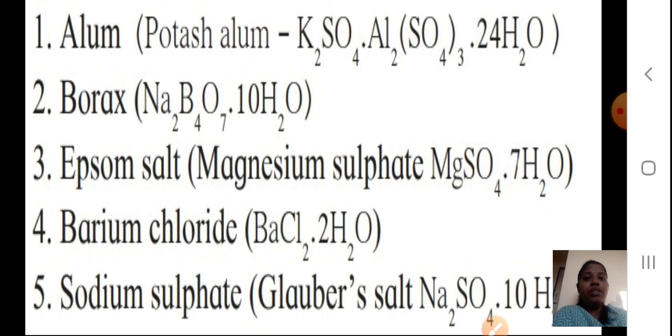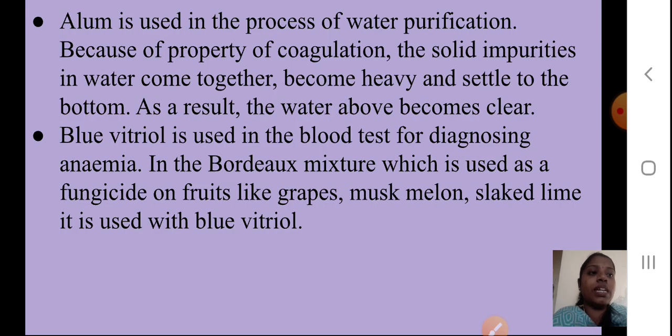Okay, should we proceed? Now see here, alum is used for a purpose. What is the purpose of alum? For the process of water purification. Because of the property of coagulation, the solid impurities in the water come together, become heavy and settle to the bottom. Your parents must have used alum. In Marathi we called it tulti.